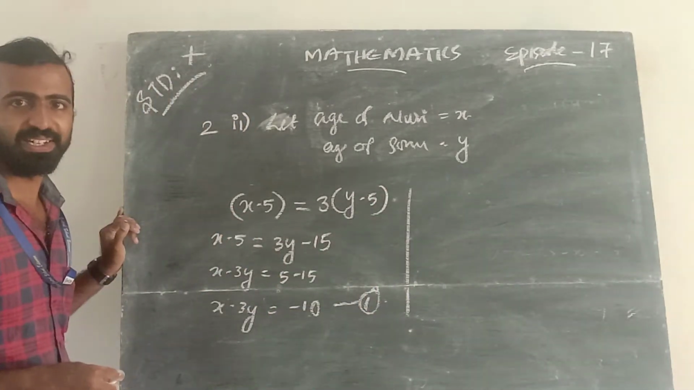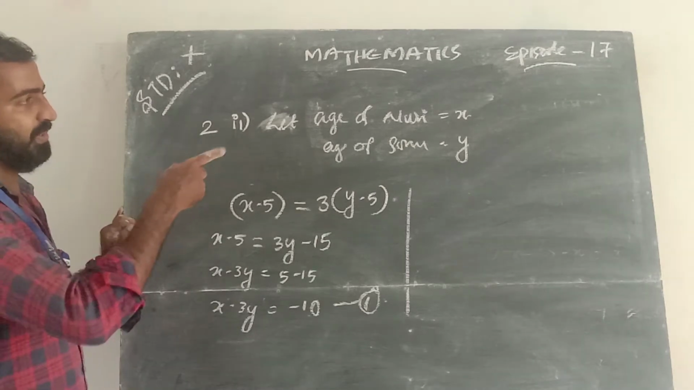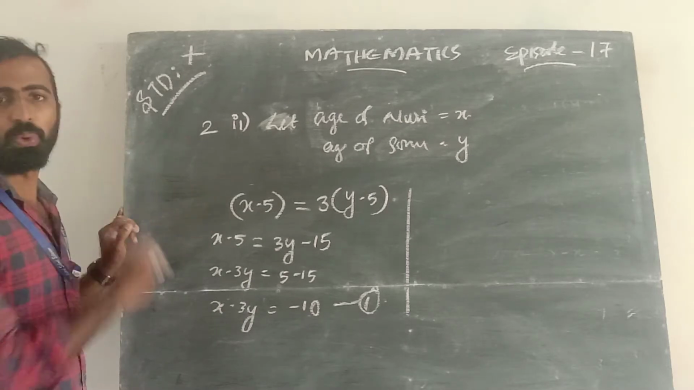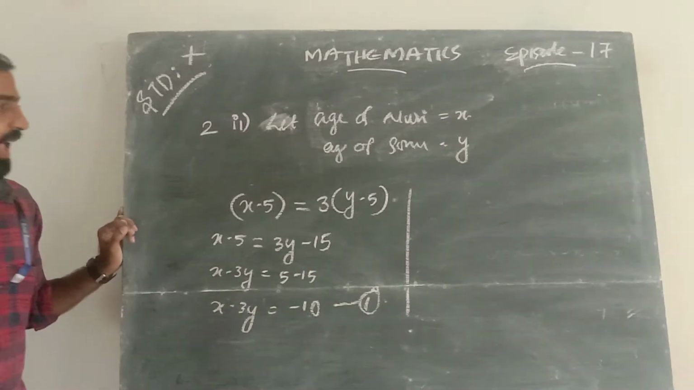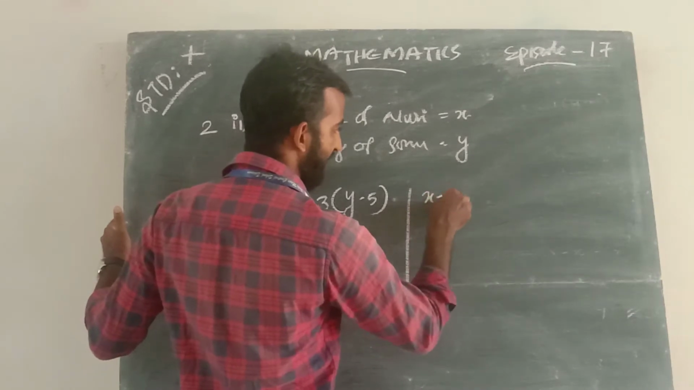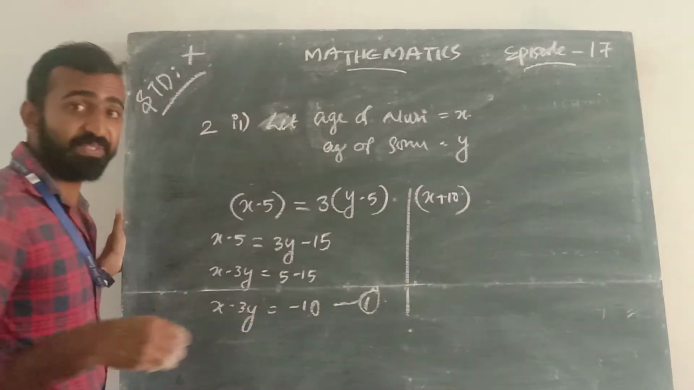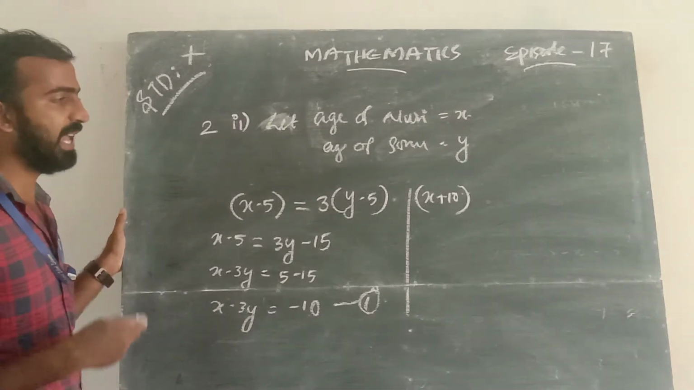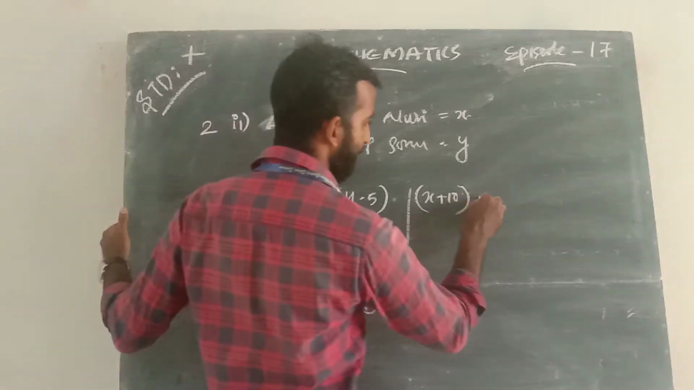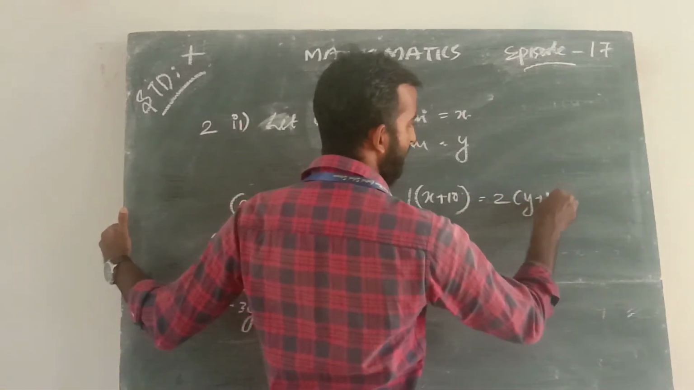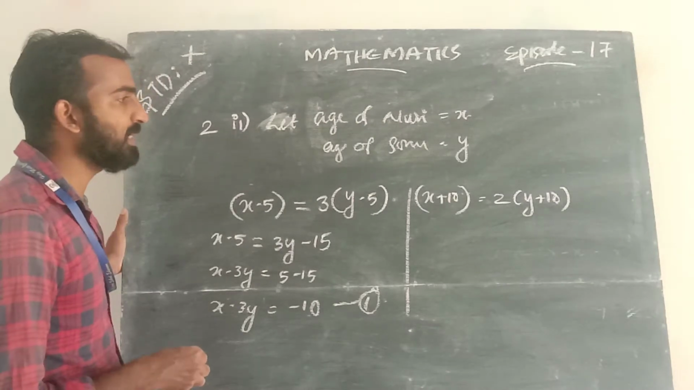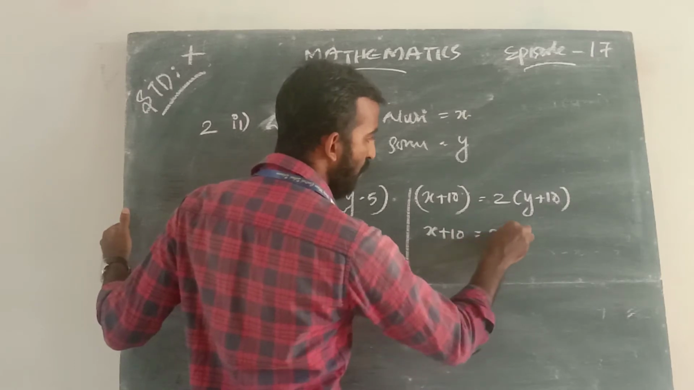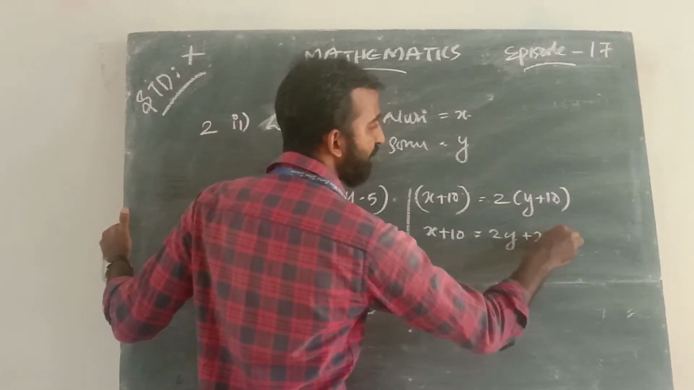After 10 years, the age of Nuri is equal to twice the age of Sonu. So what can we write? After 10 years, what will be the age of Nuri? X plus 10 equal to 2 into y plus 10. That is x plus 10 equal to 2y plus 20.